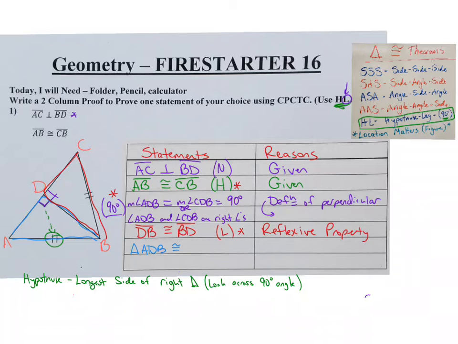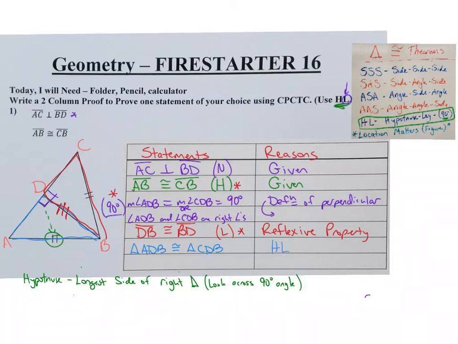Looking at the 90 degree angle. So C, and I should have put three dashes there. So A is at the corner of one dash and no dashes and two dashes. Make that red. C is at the corner of one dash and two dashes and no dashes. Then we go to D, then the B. And the reason is going to be hypotenuse leg.